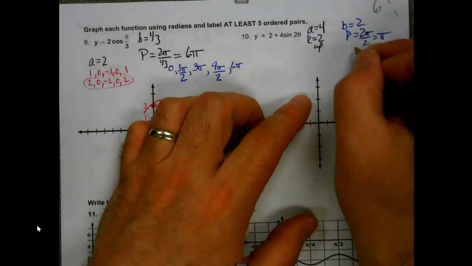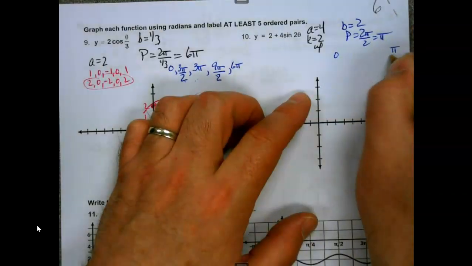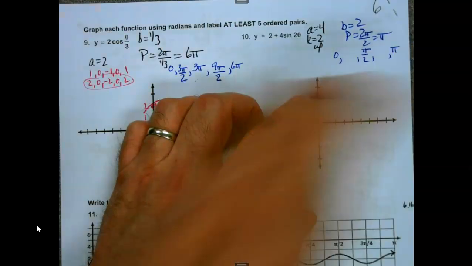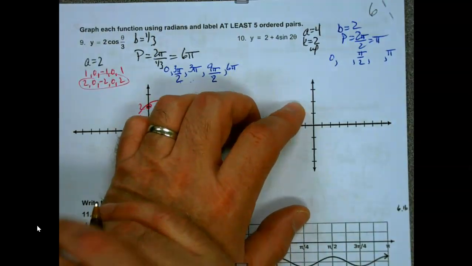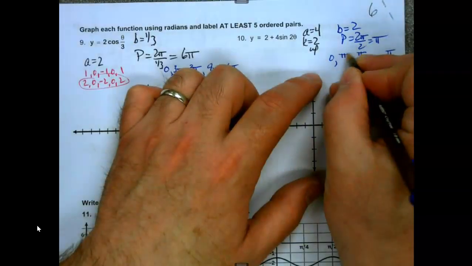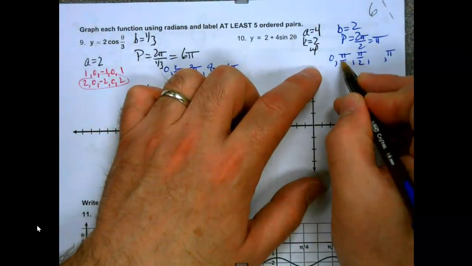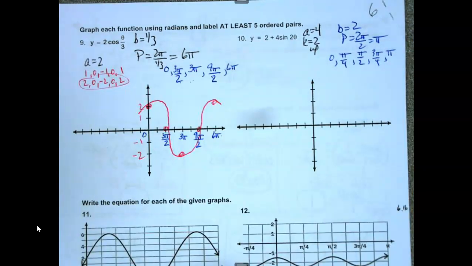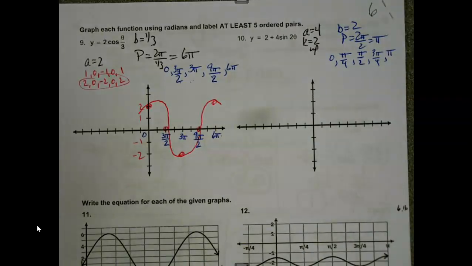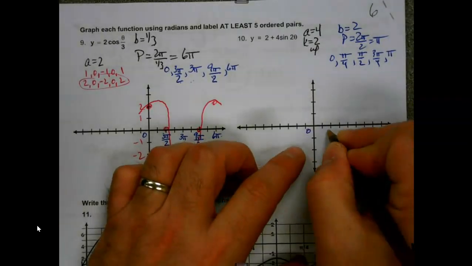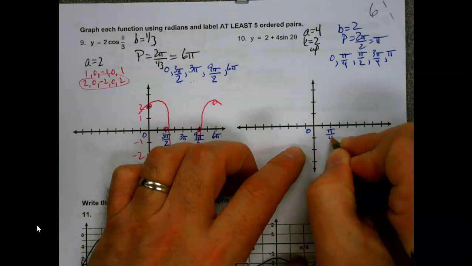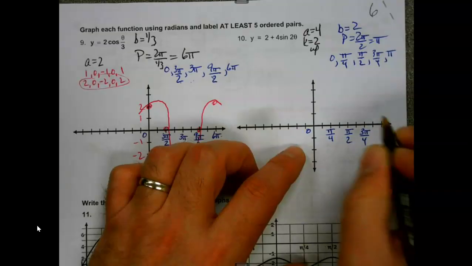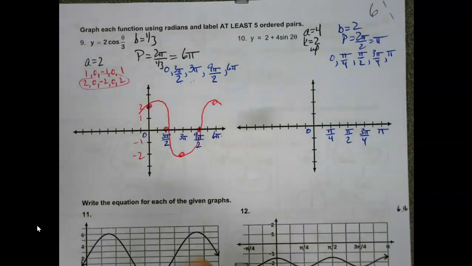So 0, pi. Middle would be half pi, pi over 2. The middle of 0 and 1/2 is 1/4. 1 pi over 4. 2 pi over 4. 3 pi over 4. 4 pi over 4. No phase shifts again. So with no phase shift, we can kind of spread things out a little more. Again, I'm not going to say anything bad if you just use the first 4 points. That's fine.